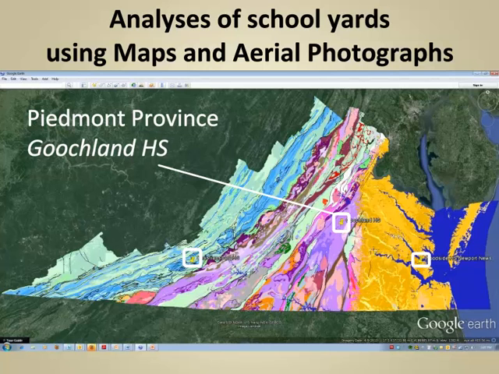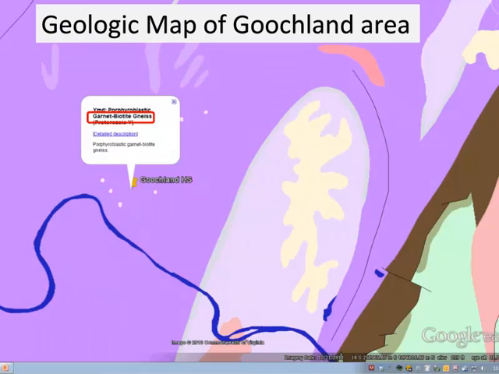The school we've picked in the Piedmont province, pretty much at random, is Goochland High School. You can see it sitting out here in a broad swath of what's mapped as purple rock, and you go in close, you can see that it is a garnet biotite gneiss. Of course, that's metamorphic rock, and all of the rocks in the area are some version of igneous and metamorphic rocks formed during a period of great mountain building.